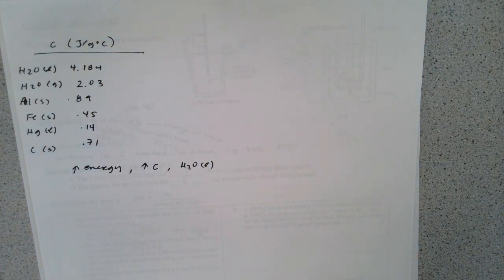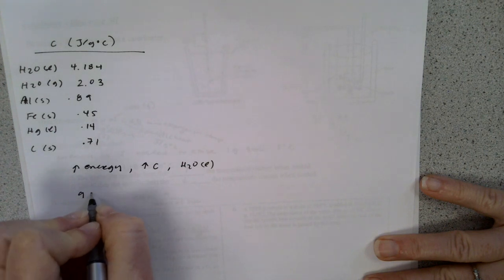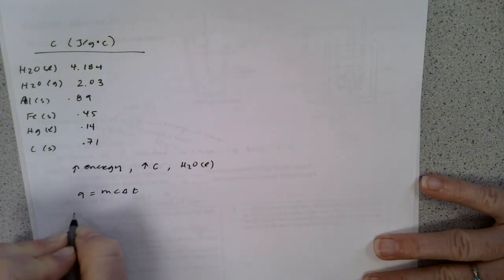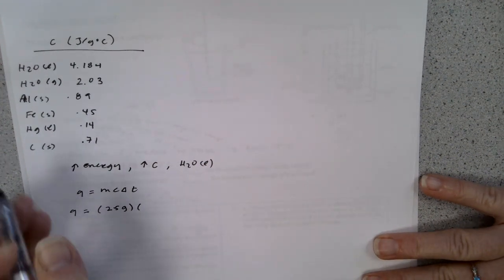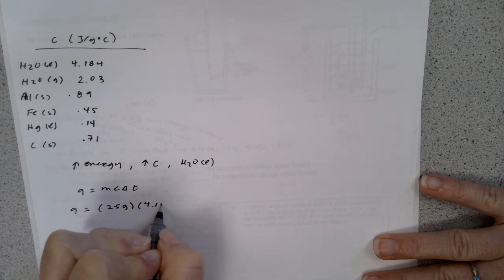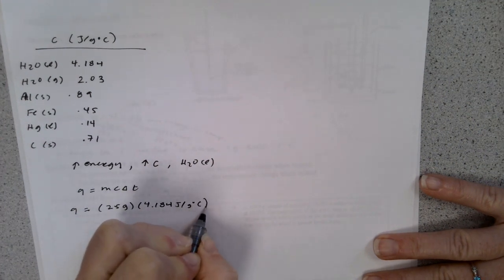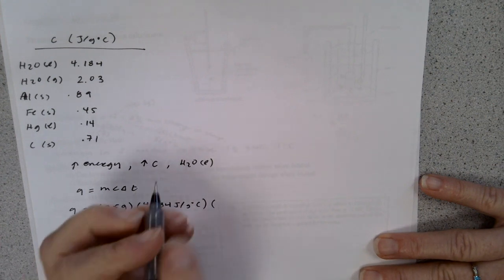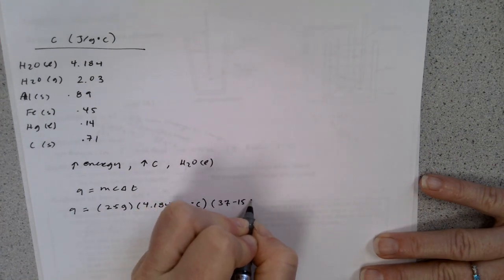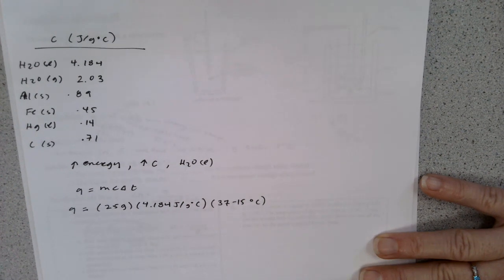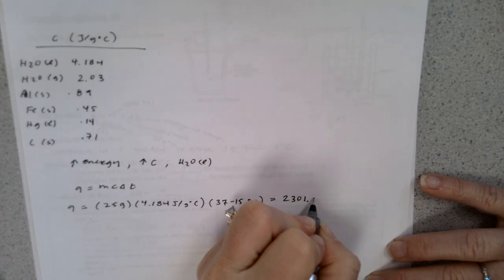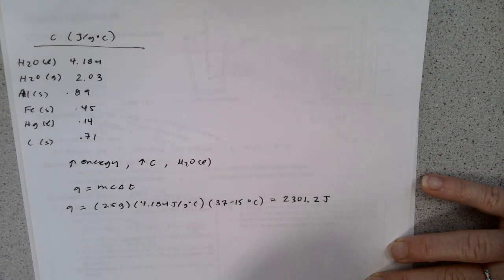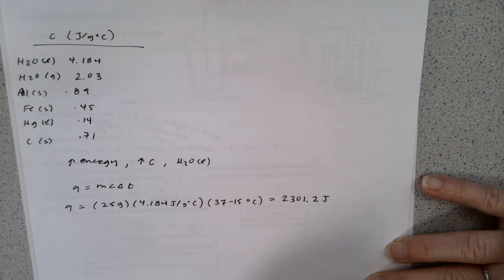It says calculate the energy. We have to calculate that energy. We're going to use Q equals mc delta T. So Q equals, they gave us a mass, 25 grams. The specific heat, we're going to use liquid water, so 4.184. And what is our change in temperature? It is 37 minus 15. I'm just going to put that in there so you guys can see all the parts. Okay, and when I calculated it, I got 2301.2 joules.